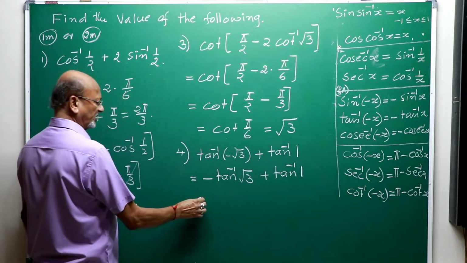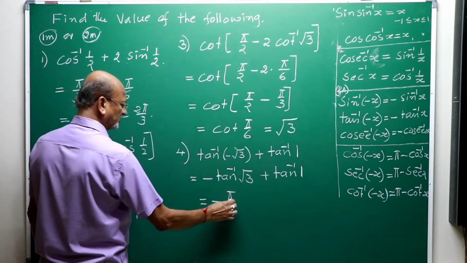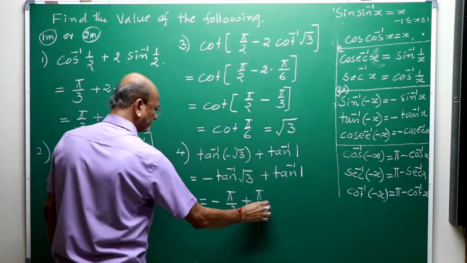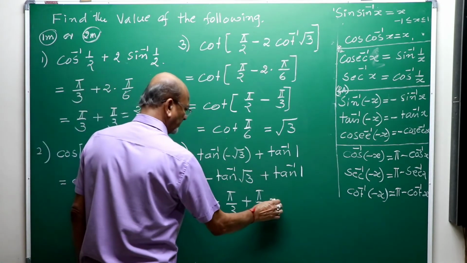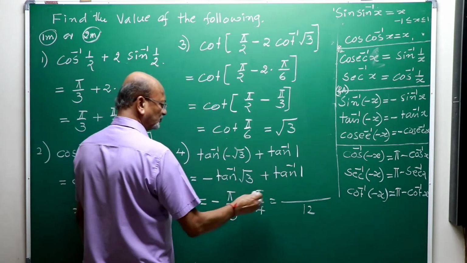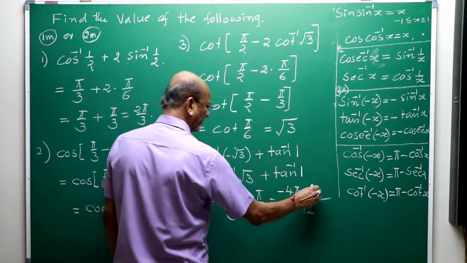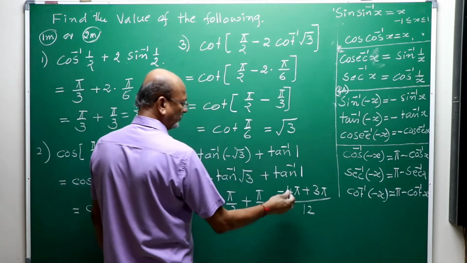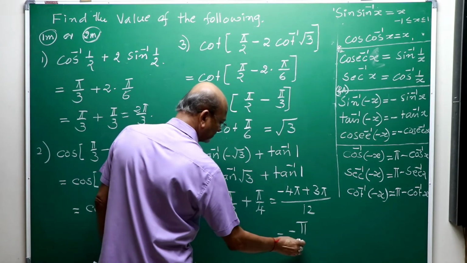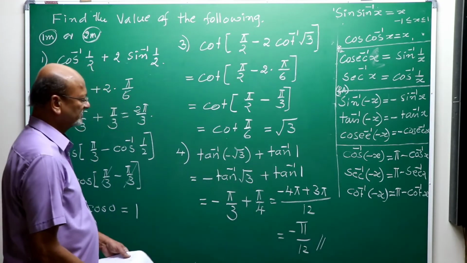Yes, already told, in case of tan root 3 big, what is it? 60 degrees plus, what is it? 45 degrees, pi by 4. Then what is the LCM, my friend? This is 12. 12 means it is minus 4 pi plus 3 pi. Minus 4 plus 3 gives what? Minus pi. Minus pi upon LCM is 12. LCM is 12. I hope it is also clear.